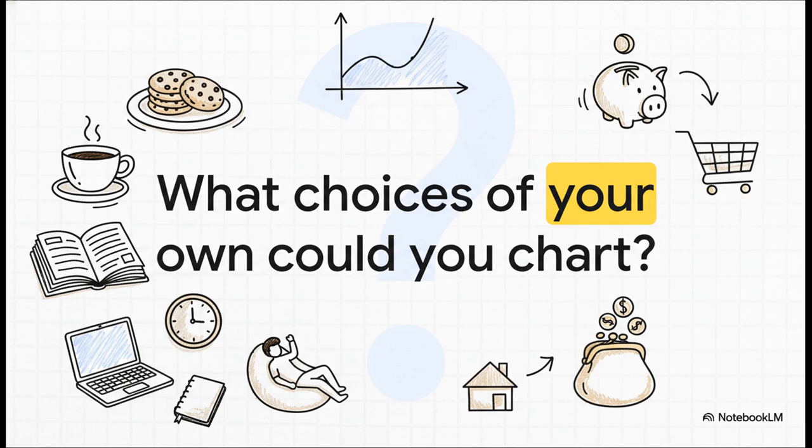So, the next time you're facing a choice, and it doesn't have to be coffee and cookies, it could be choosing between study time and hanging out with friends, or between saving your money and spending it, you now have a brand new way to think about it. You can actually picture your own indifference curves. What trade-offs are you really making? Pretty cool to think about, isn't it?